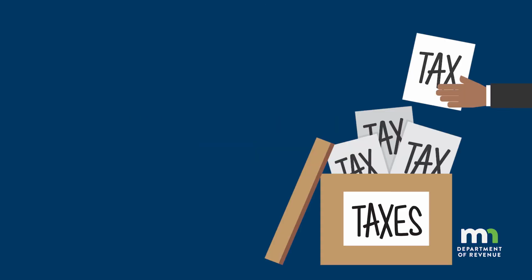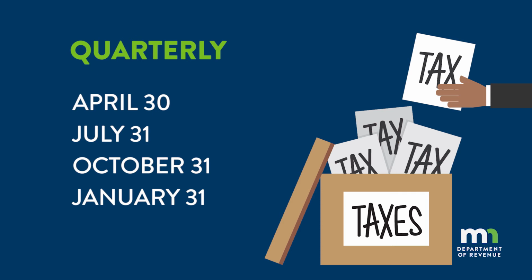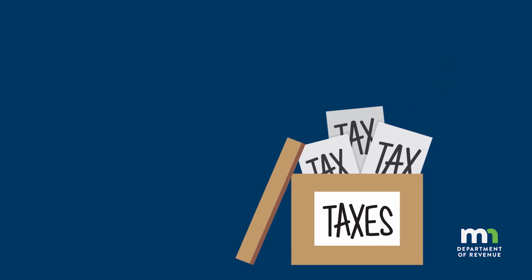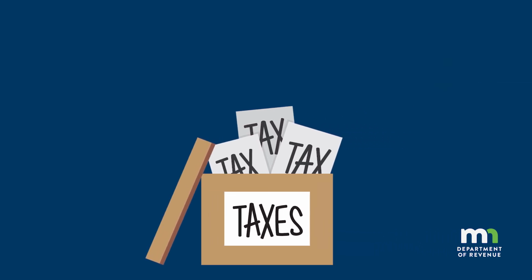Most employers have to file withholding tax returns quarterly or once every 3 months. Quarterly returns are due April 30th, July 31st, October 31st, and January 31st. Even if you didn't withhold any tax in a quarter, or if you already paid the tax you owe, you still have to file a return for that quarter.